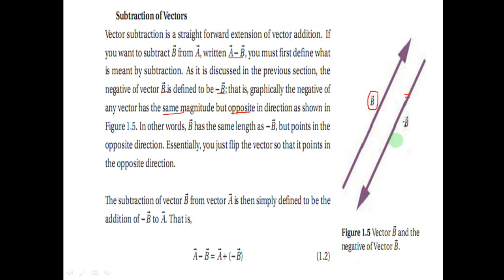So minus B is the opposite vector of the vector B. If you represent this vector B, the other vector which has the same magnitude is the negative of it, and you can write it minus B. These two vectors are opposite vectors. So when we add these vectors, we will get in another way the subtraction of a vector. That's why vector subtraction is a straightforward extension of vector addition.